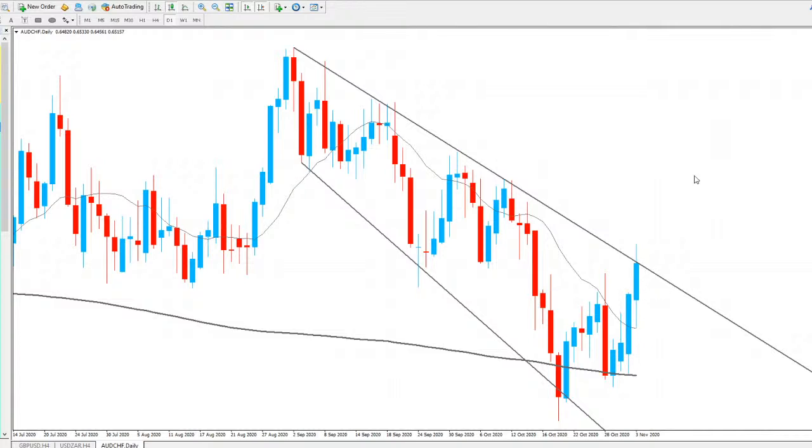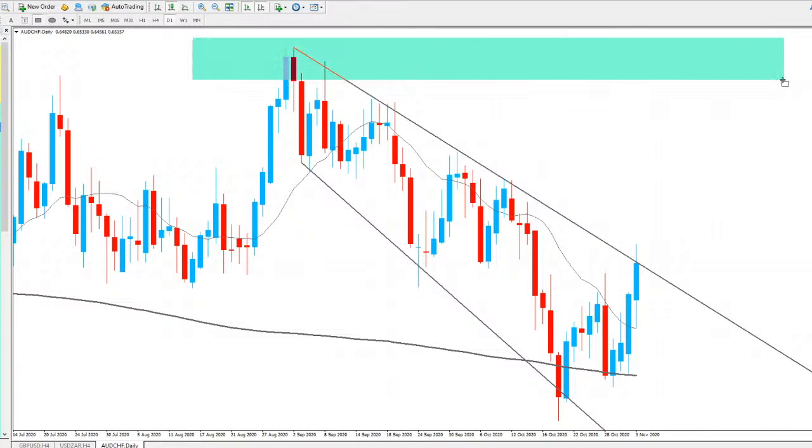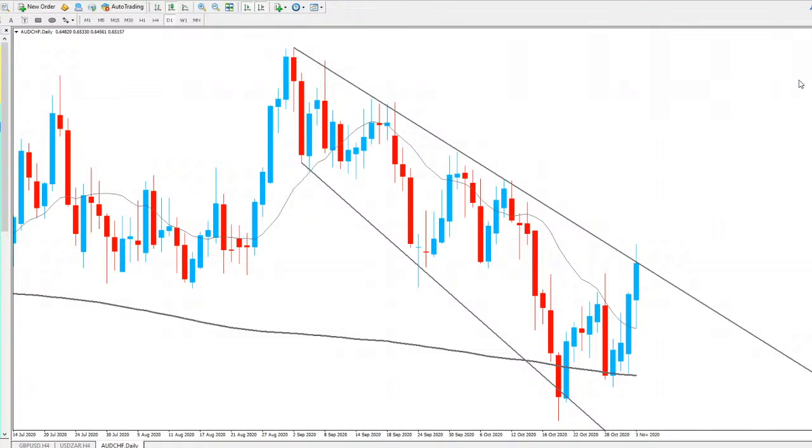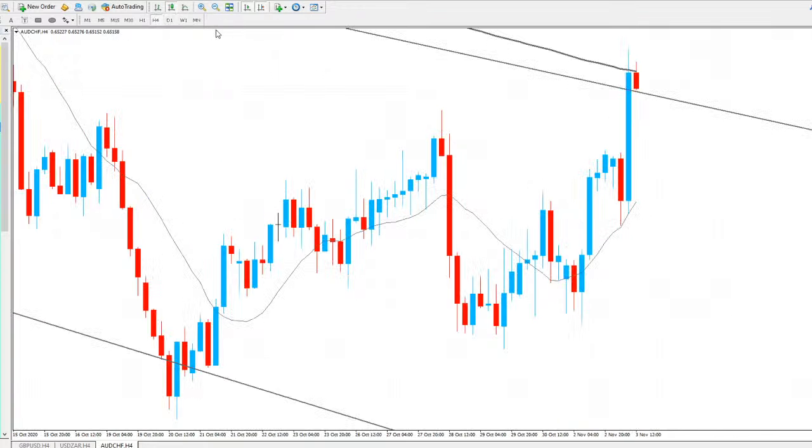But my bias is a push to the upside for ADCHF, potentially go and test the highs up here. So that's more of a long-term goal for ADCHF. So that's from a daily point of view.